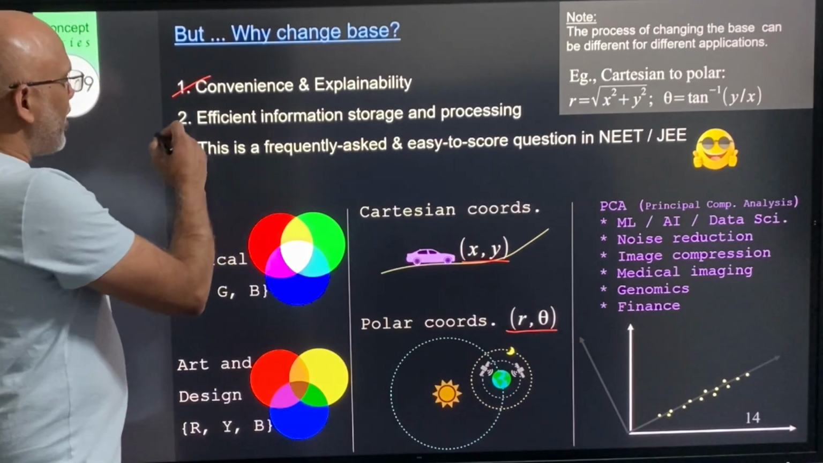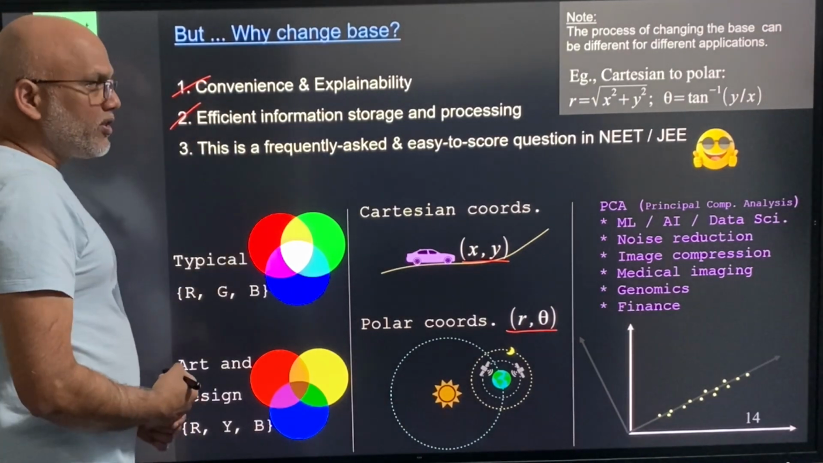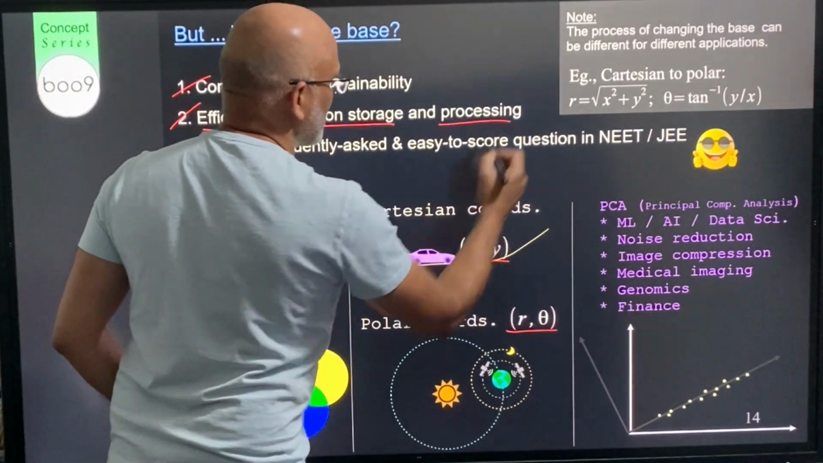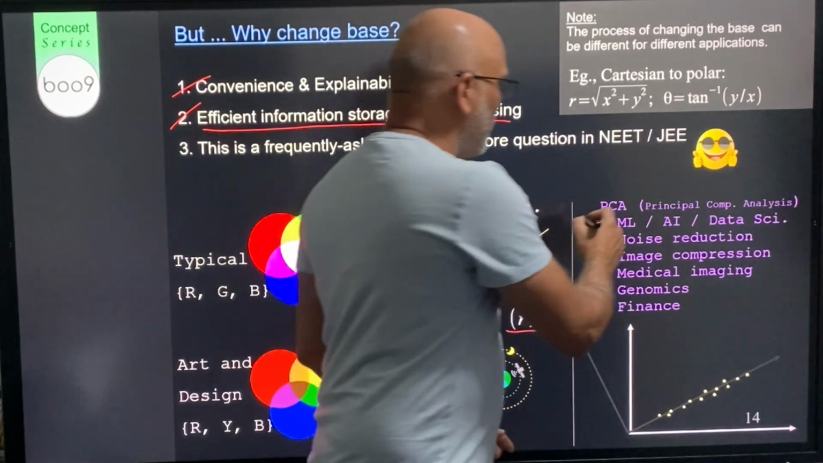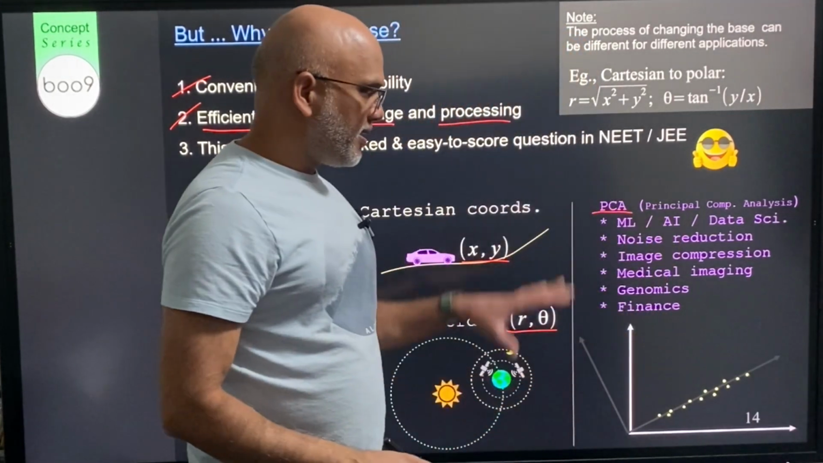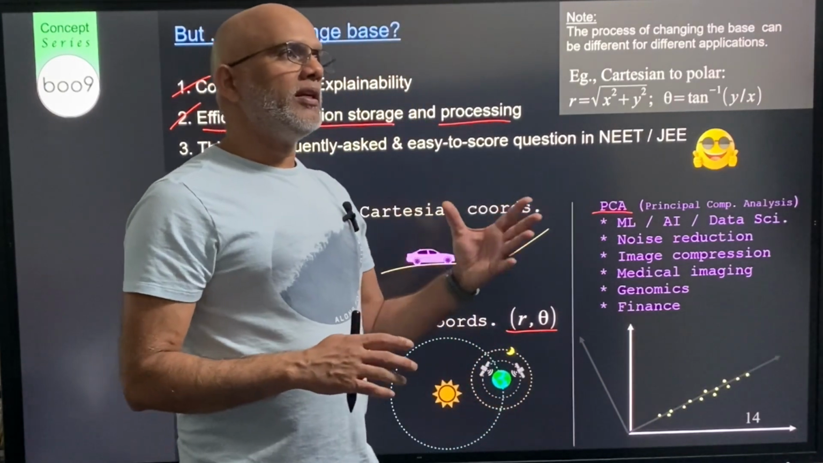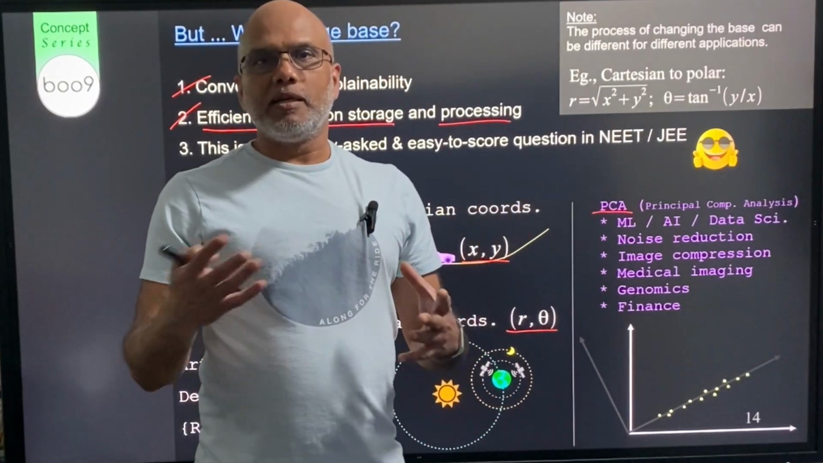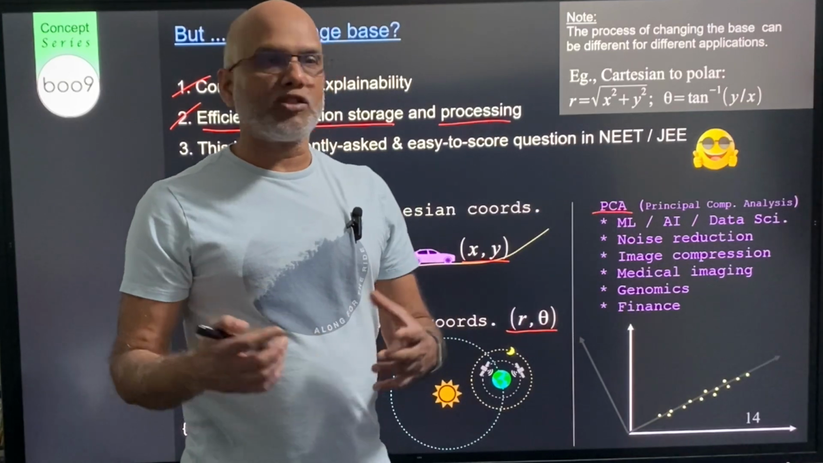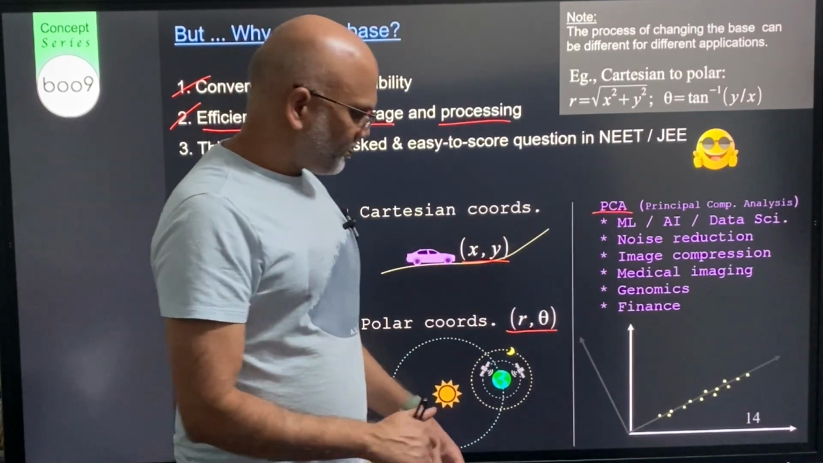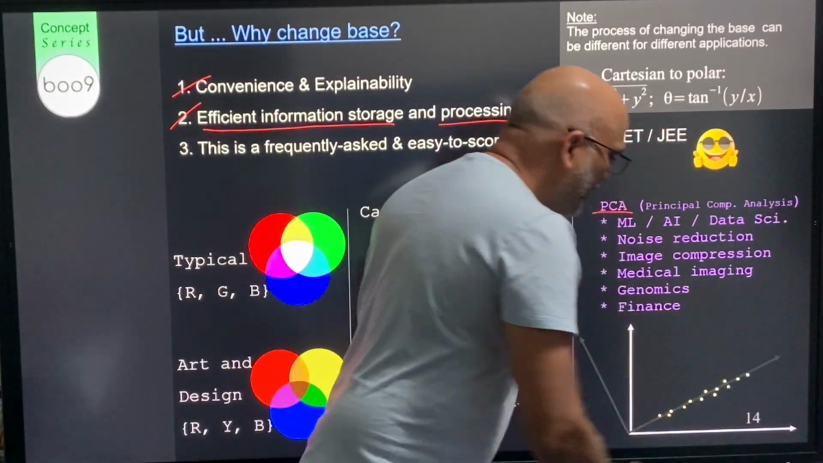All right, now the next reason that I have listed is efficient information storage and processing. So I have an example here called principal component analysis. This is a bit of an advanced application. This is something that you will learn if you're going into machine learning, data science, signal processing, and such. But let me give you a very simplified explanation here. Let's say I have a bunch of data points.